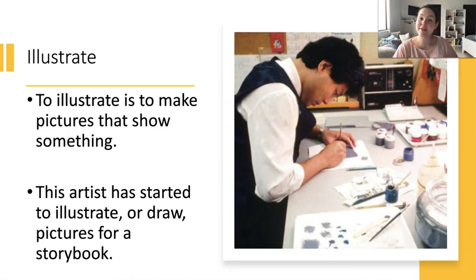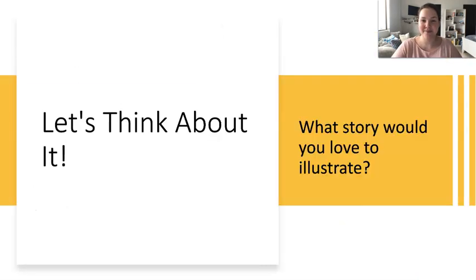Our next vocabulary word is illustrate. To illustrate is to make pictures that show something. An example sentence is, this artist has started to illustrate or draw pictures for a storybook. Let's think about it. What story would you love to illustrate? Pause this video, talk it over, and then come back when you're ready to continue.